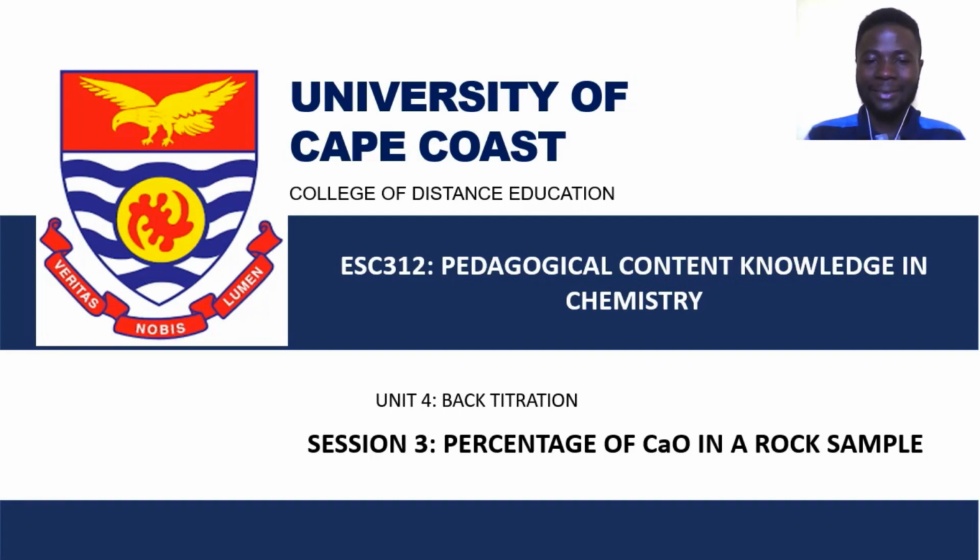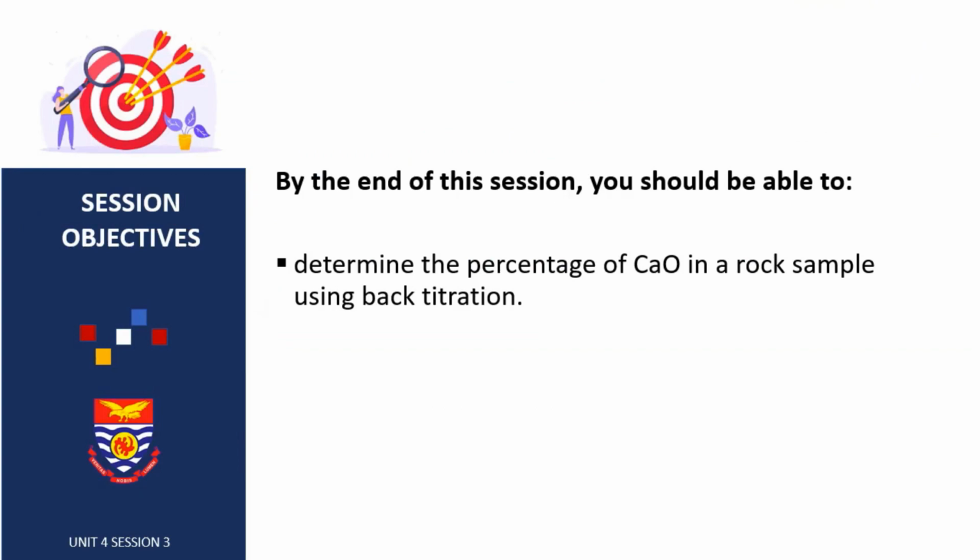Welcome to session 3 of Unit 4, on back titration. In this session, we are going to determine the percentage of calcium oxide in a rock sample. Let's look at the objective for the session. The objective is to determine the percentage of calcium oxide in a rock sample using back titration.